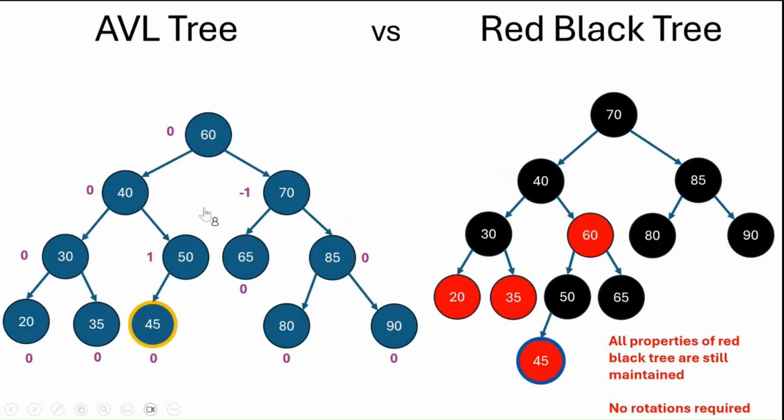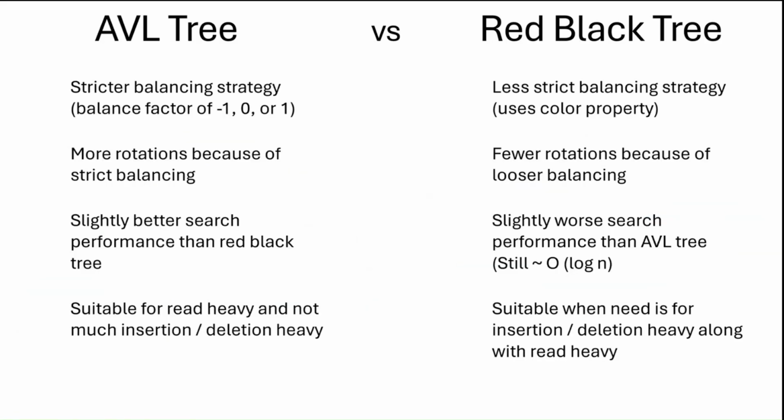So what do we understand from this? That AVL tree follows the strict balancing strategy. But red black tree, as we saw, follows a less strict balancing strategy. It uses the color property, and it is possible that the tree might be a little bit unbalanced, right? So that is the main difference between AVL tree and red black tree.